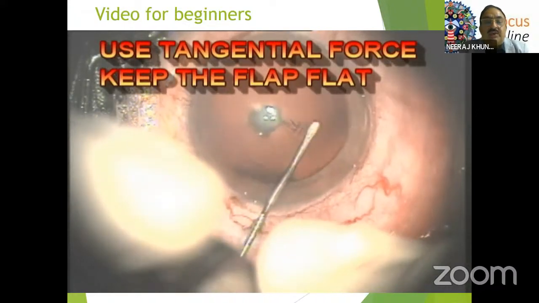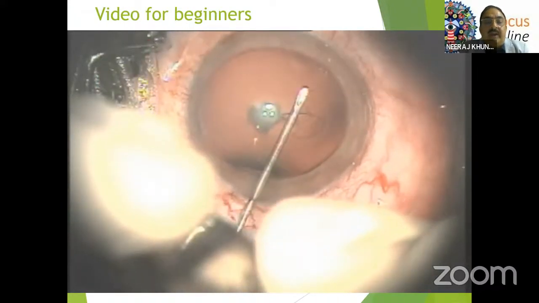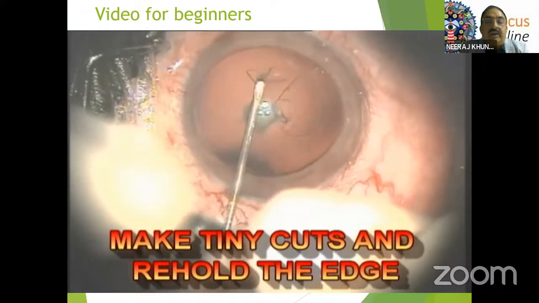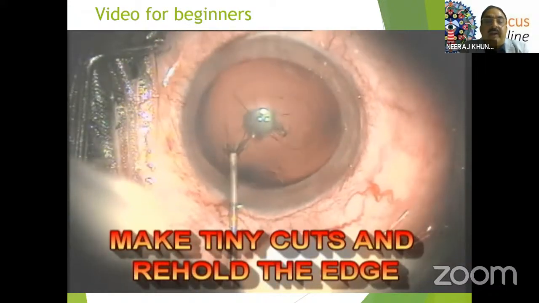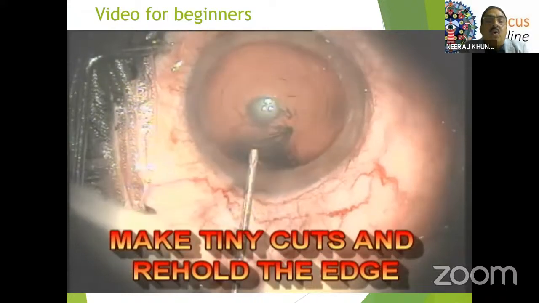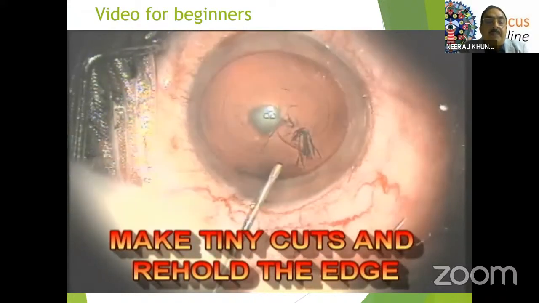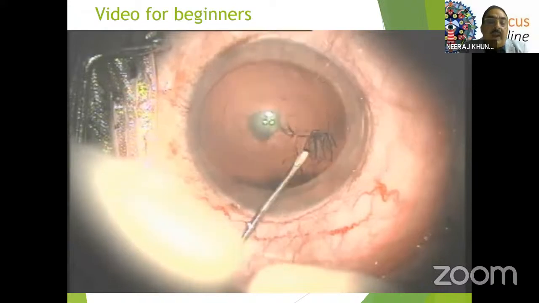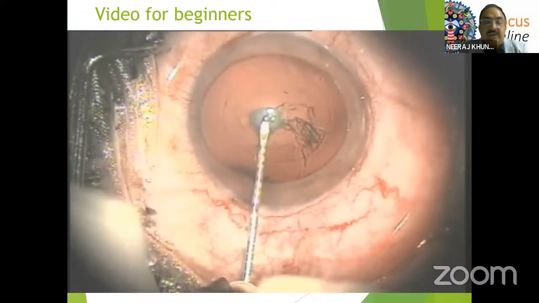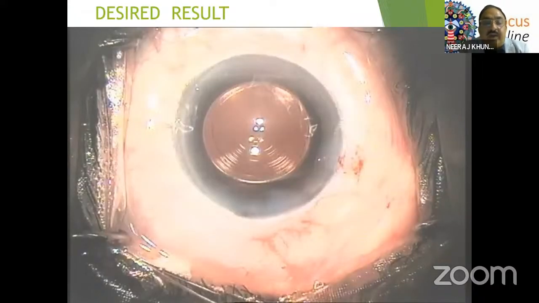So you can see here, once we have made the tiny cut, we are using the tangential force and making tiny cuts. We are again and again holding the edge with the bent capsulotome, the cystitome, and this is how the capsulorhexis is completed. You can see the round, adequately sized capsulorhexis. And this is the final result that we are aiming at. There should be 360-degree overlap so that the lens is well centered, and the overlap also should not be too much.